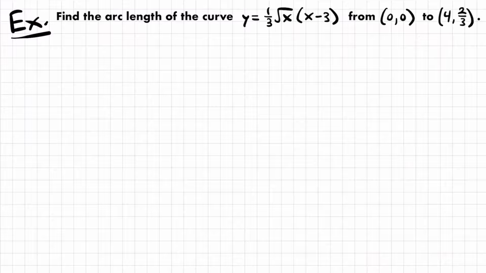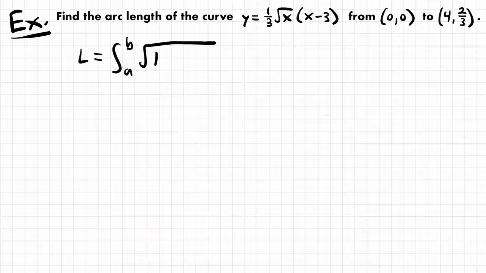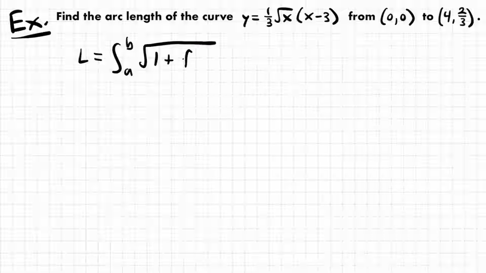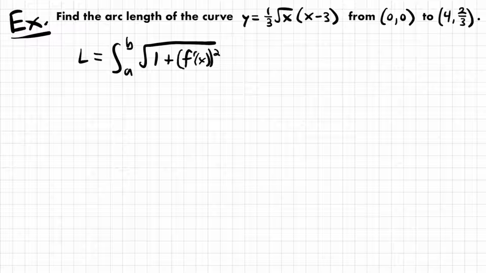Okay, and so since we're given a function in terms of x, we know that we are going to be working in terms of x, and so our arc length formula will look like this. The length is equal to the integral from a to b, which are two values of x, of the square root of 1 plus the derivative f prime of x squared times dx. Now in this case we have y equals our function, and so you could rewrite f prime of x to be y prime or dy dx. It doesn't matter, just know that this represents the derivative of whatever curve you are working with.